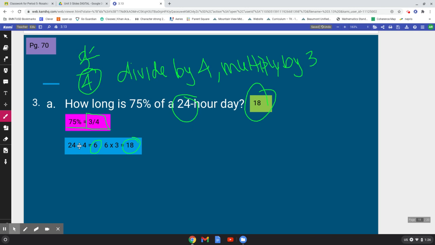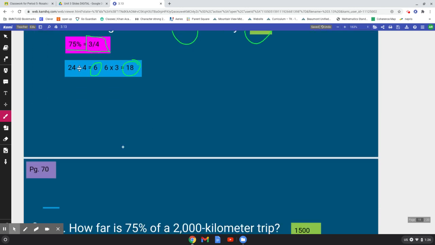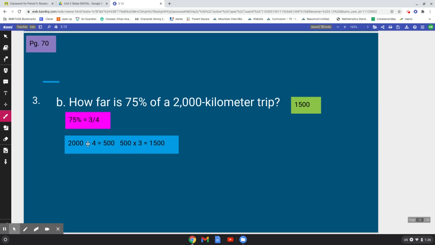Now remember that 75% is the hardest one, and it's one that you're going to need to get practice at to get good at. So now B says, how far is 75% of a 2,000 kilometer trip? Remember that it's 3 over 4, right? So we divide by 4, and then we multiply by 3, the top. So 2,000 divided by 4 is 500, and then 500 times the top is 1,500.